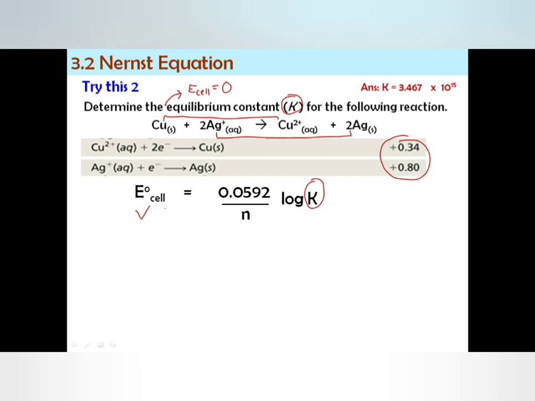Dapatlah E naught cell. Okay, N pun boleh figure out daripada sini. Lepas tu, bolehlah cari K. So this is the answer. Okay, hopefully you boleh dapat lah. Okay, buat dan upload your answer for try this 2.